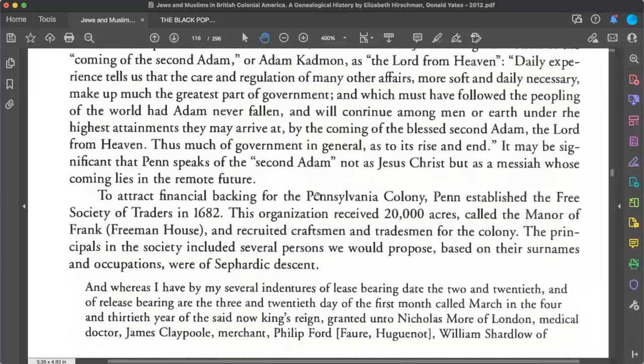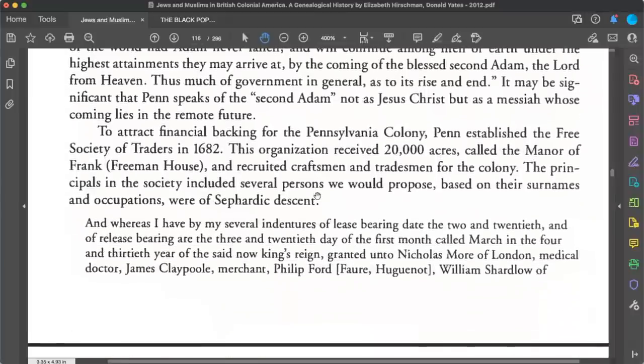To attract financial backing for the Pennsylvania colony, Penn established the Free Society of Traders in 1682. This organization received 20,000 acres called the Manor of Frank Freeman House and recruited craftsmen and tradesmen for the colony. The principals in the society included several persons who, based on their surnames and occupations, we would propose were of Sephardic descent.